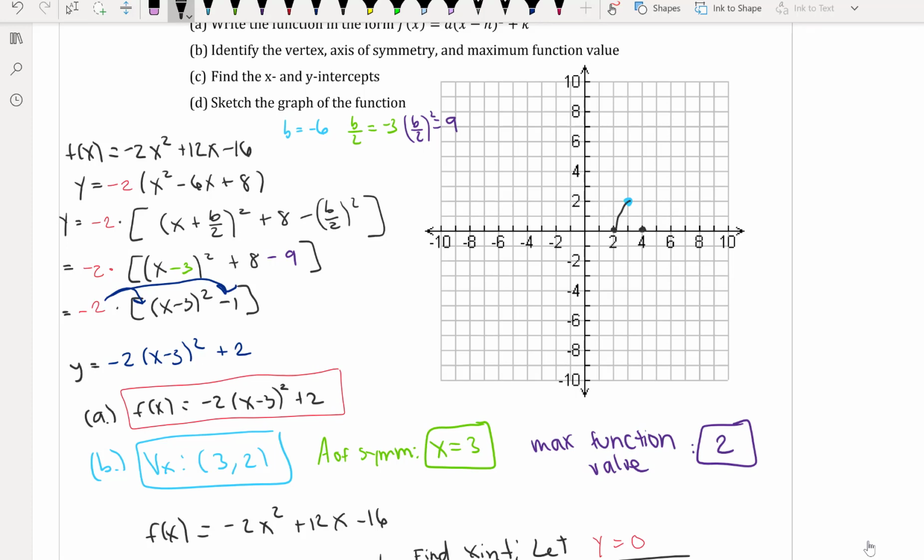So more or less, the shape of this graph is going to look like this. It doesn't have to be perfect. It doesn't say graph this parabola perfectly. It specifically says sketch. So it doesn't have to be perfect, but at least has to be in the ballpark. So that is how I sketch the graph of the function.